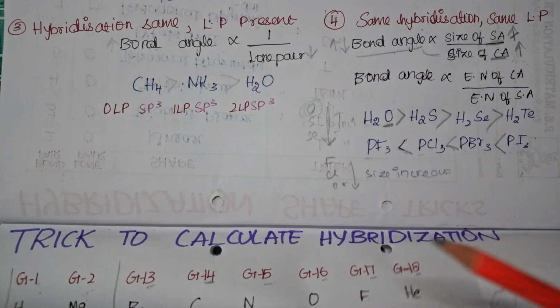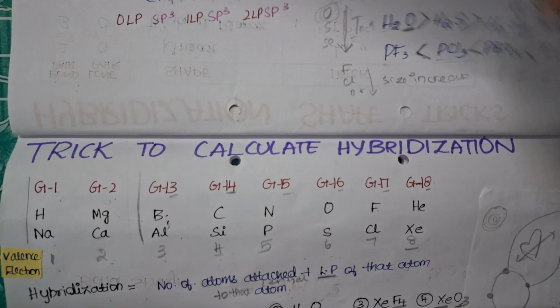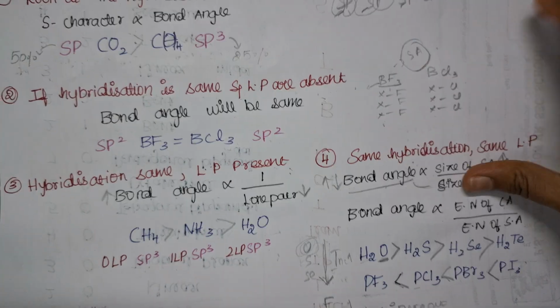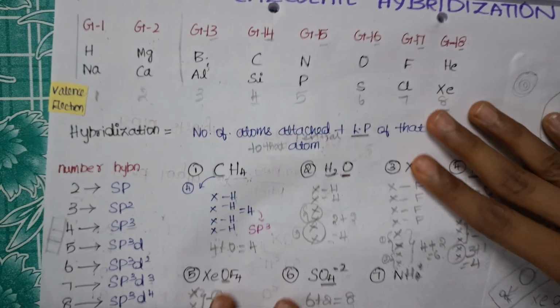Okay. So we have covered so many important topics today: your tricks, your shape, bond angle and your calculation of hybridization. If you have any doubt, please let me know.